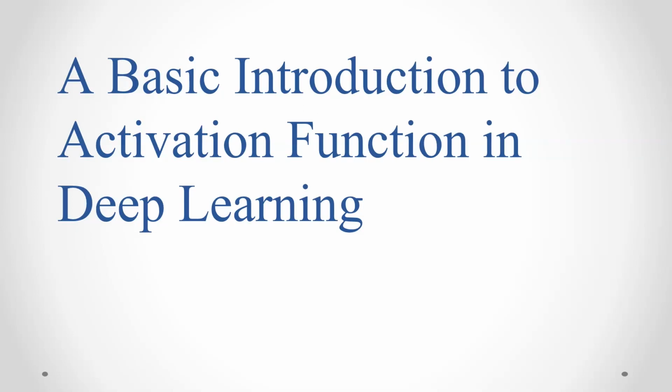In this video, I'll talk about activation functions. An activation function calculates a weighted total and then adds bias to it to decide whether a neuron should be activated or not. The activation function's goal is to introduce non-linearity into a neuron's output. A neural network without an activation function is just a linear regression model in deep learning.